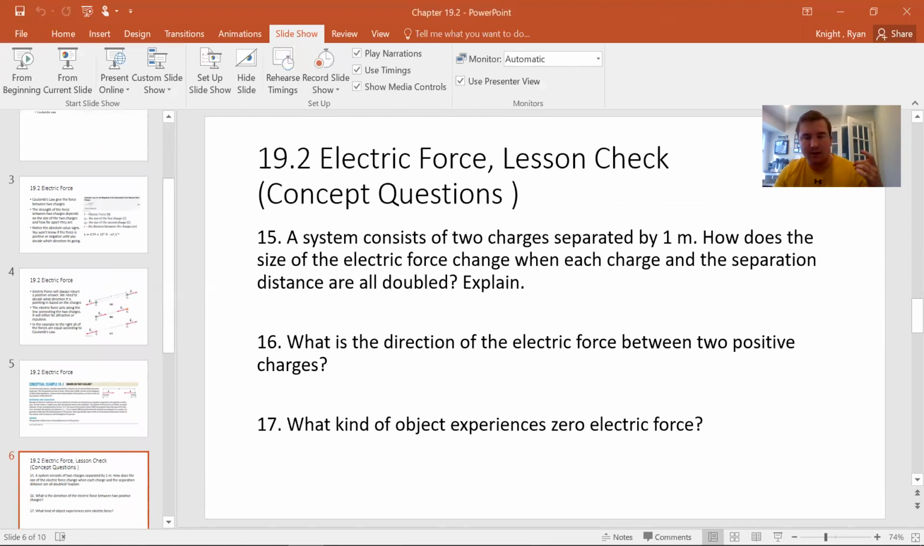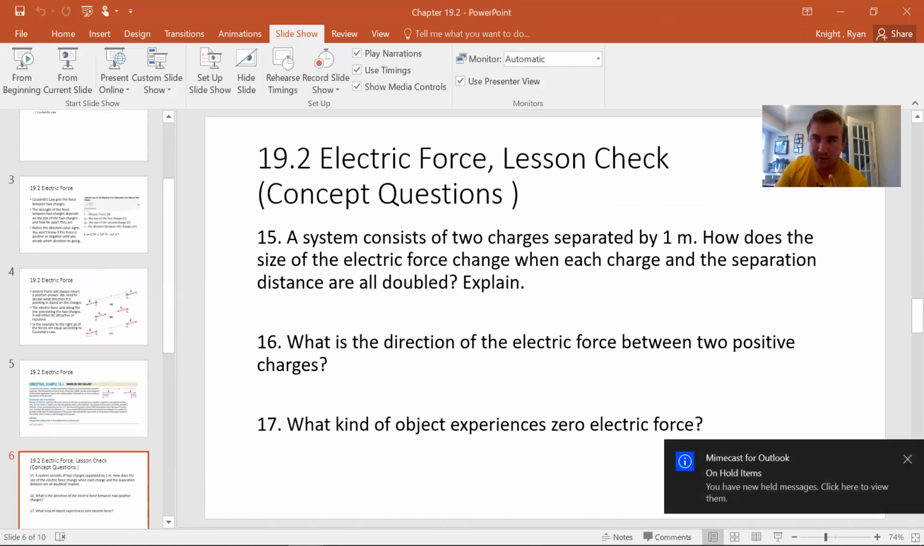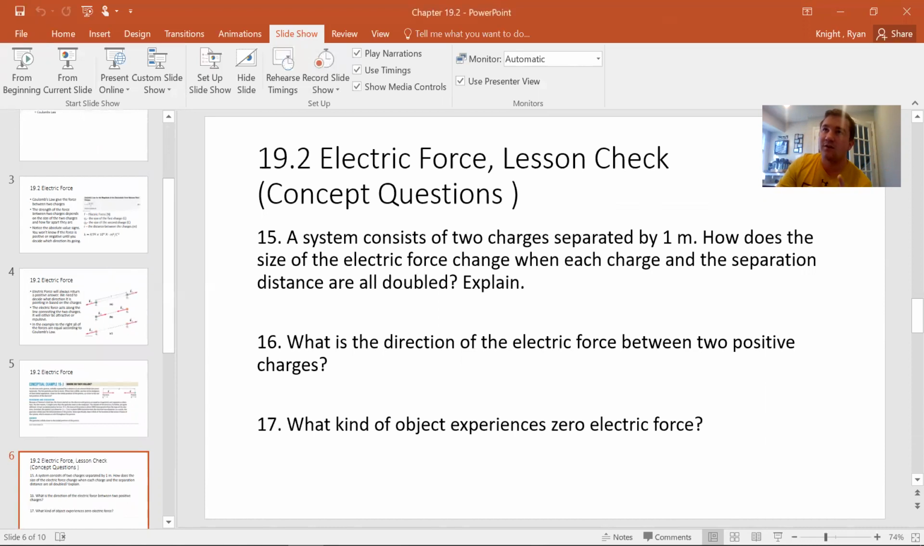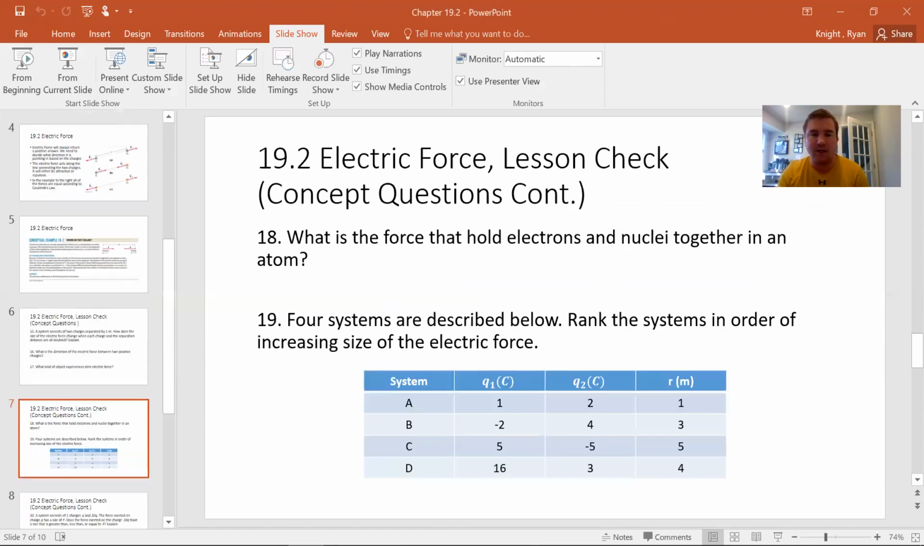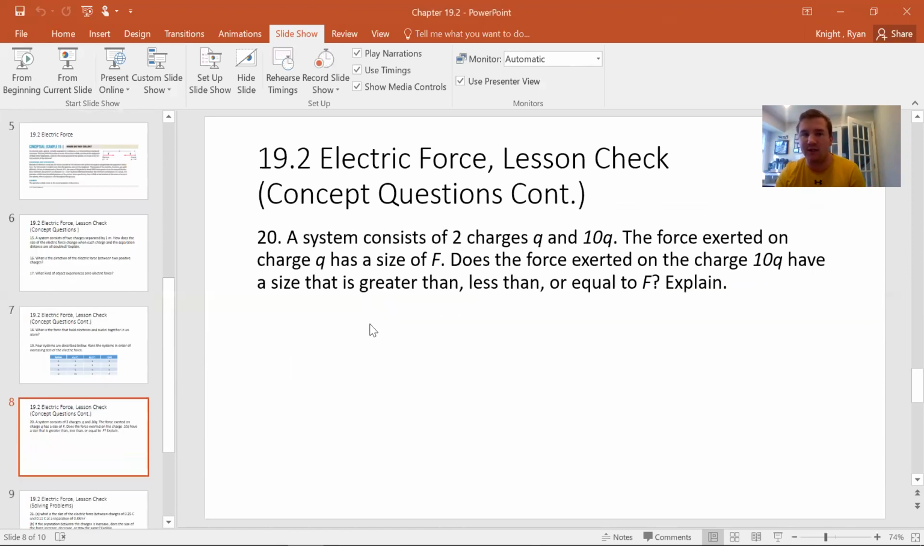Your work today is 19.1 in the chapter 19 folder. For 19.1, there are a couple of questions. I think there's about seven questions called the 19.1 chapter problems, and there's a submission box for those. So the 19.1 chapter problems, submit those for me. Then 19.2, the questions here at the end: 15, 16, 17, 18, 19, and 20. I guess that's 6 questions actually.